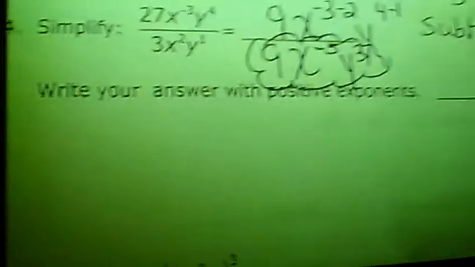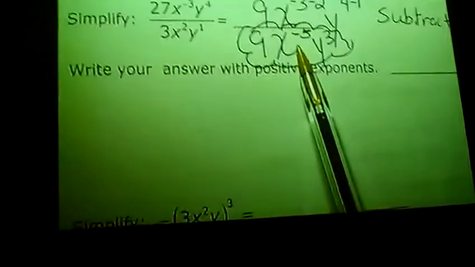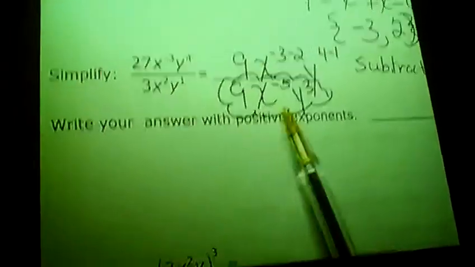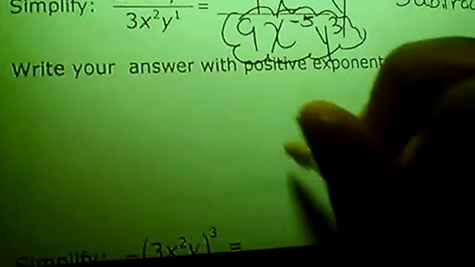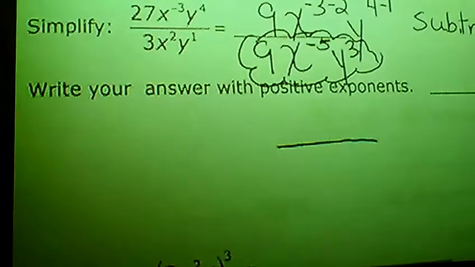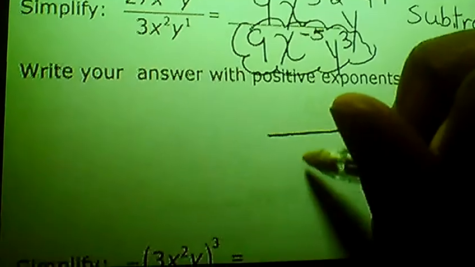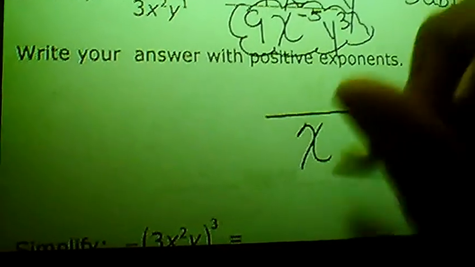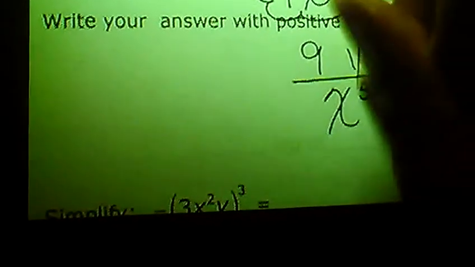Our next statement asks us to write your answer with positive exponents. Well, we only have one exponent that's not positive. That's the negative 5. When you have a negative power, that means that exponent is going to go into the denominator of a fraction. So here's my fraction bar. The only thing that will go into the denominator is the x to the negative 5 power. But when it goes into the denominator, the power is no longer negative, it is positive. So it goes from x to the negative 5 power to x to the 5th power. Everything else remains in the numerator. 9y to the 3rd power.